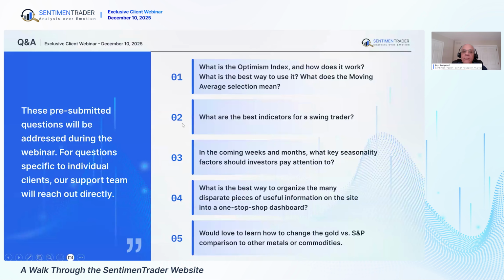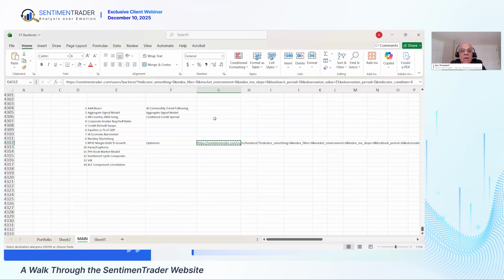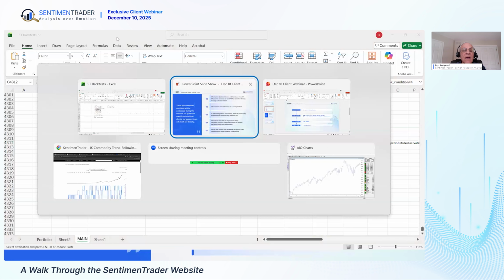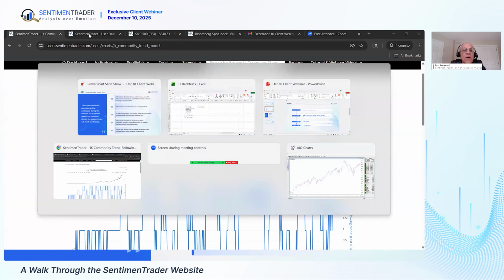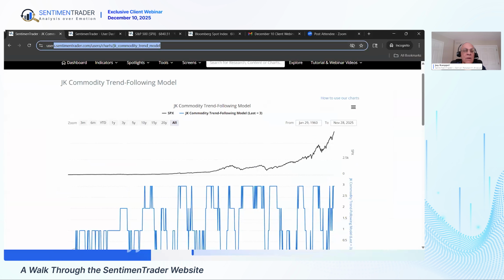Okay. Let's see, Optimism Index. Well, how does it work and what's the best way to use it? As far as moving average, I think I've showed you how that can apply to a lot of different indicators. Optimism Index, I'm going to give you an example here. Just copied this one from a list that I have. So let me go back into the software. And it's basically a sentiment indicator. Surprise, surprise, right?